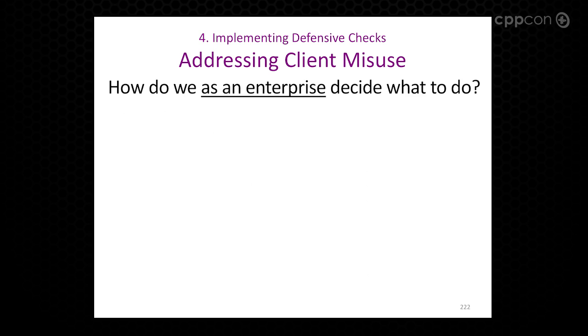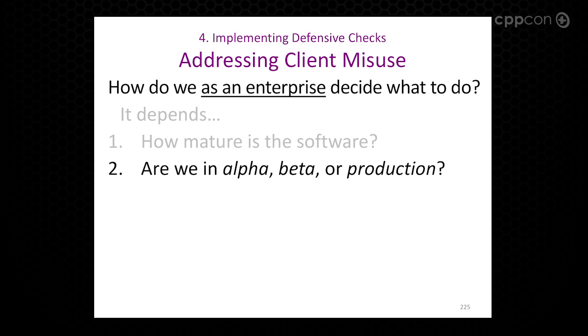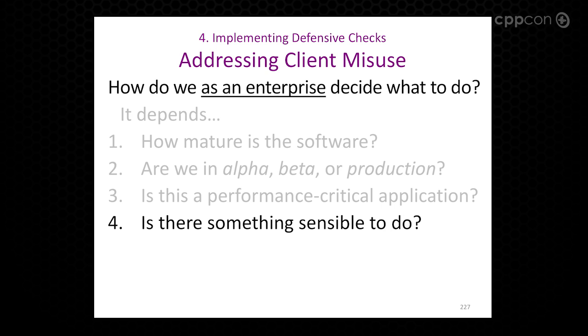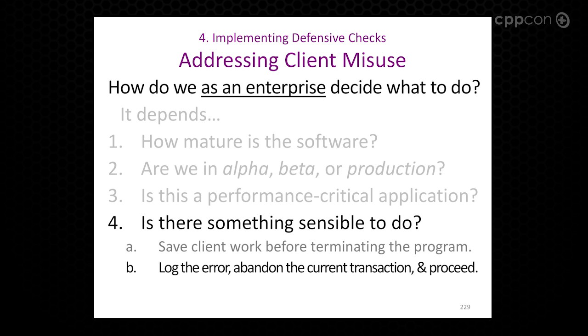No worries. All right. How do we as an enterprise decide what to do? As an enterprise, it depends, right? How mature is the software? Are we in an alpha, beta, or production mode? Is this a performance critical application, like a heavily threaded environment where we really tilt the scales of the performance and the thing goes out of whack? Is there something sensible to do even? Maybe there is. How about we detect a bug and we save our client's work in the editor before we just crash? That's not a horrible thing to do, actually. Okay? Log the error or send a message to somebody. Get this thing solved.